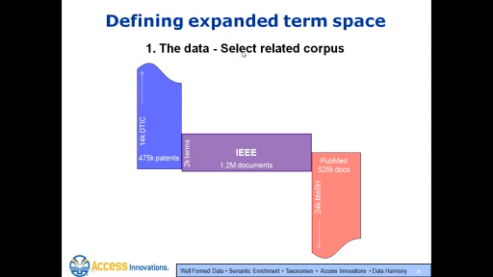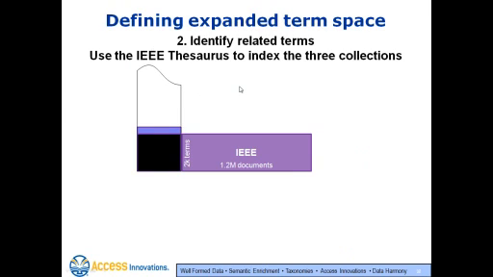So this is what it looked like. We took the data in the 3 related corpora. So we had 14,000 DTIC terms and 475,000 patents. We had 2,000 terms for the IEEE and about 1.2 million documents. We had 24,000 MeSH terms and about 525,000 PubMed documents. So those are the 3 data sets. And then we looked to identify what is related. So we used the IEEE thesaurus and indexed all 3 collections.